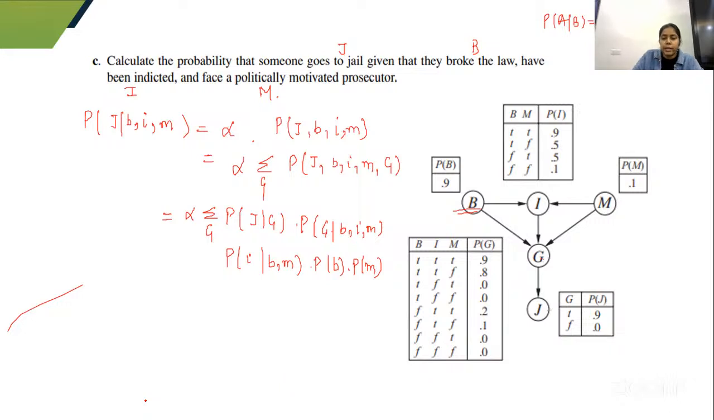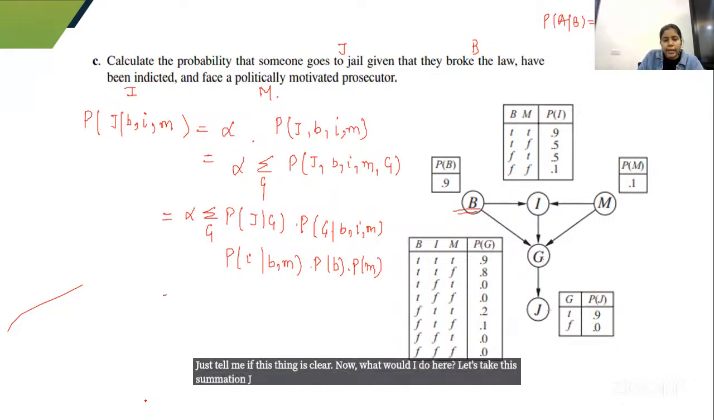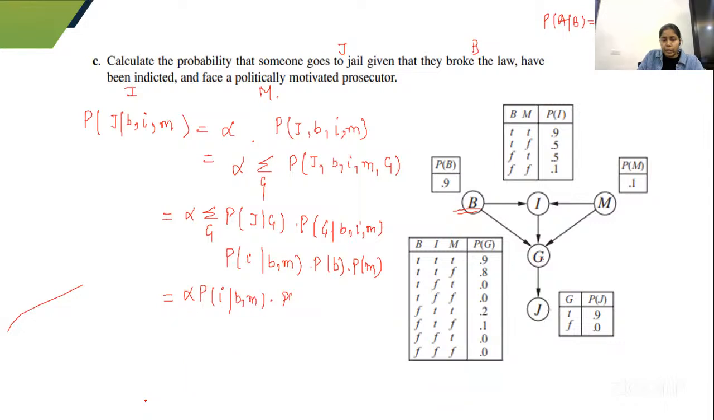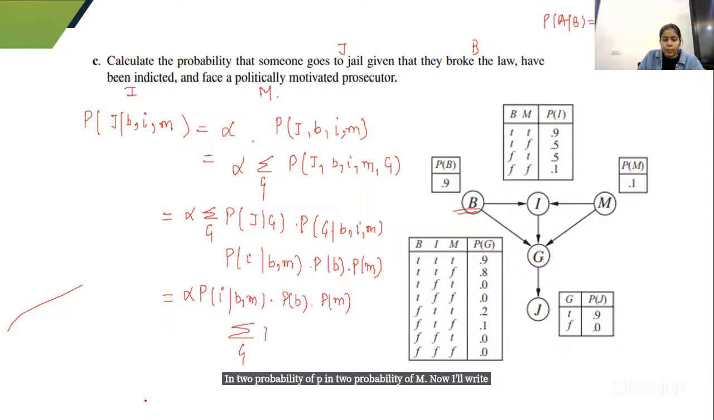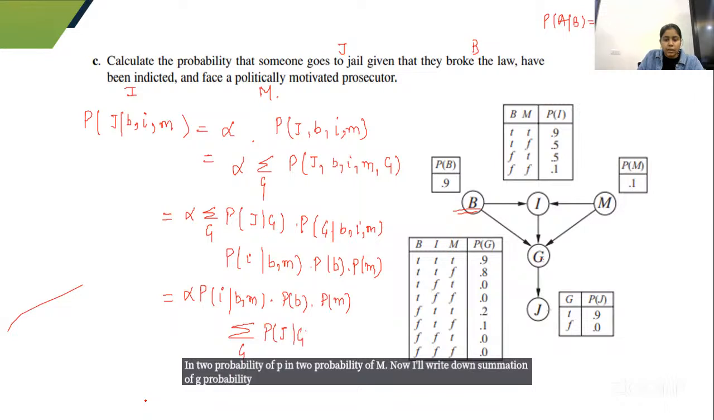Now, what would I do here? Let's take this summation over J inside, whatever is required, and take the constant outside. So this would be constant, because the summation is only on G. So I'll take this outside: probability I given B comma M into probability of B into probability of M. Now I'll write the summation over G of probability J given G into probability G given B comma I comma M.